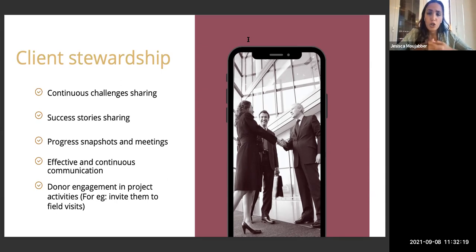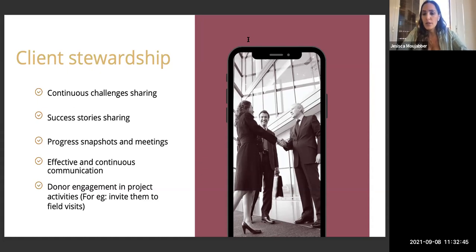The point of ensuring this open communication and the continuous challenge sharing is to suggest solutions and to discuss potential solutions with the client or the donor. That's quite important to ensure that you're building trust and you're actually open with the client or with the donor. At the same time, we don't only have challenges, we sometimes have success stories.